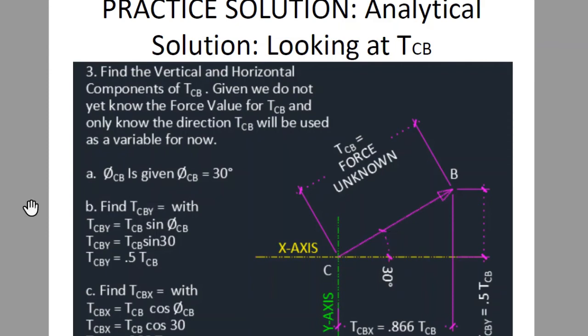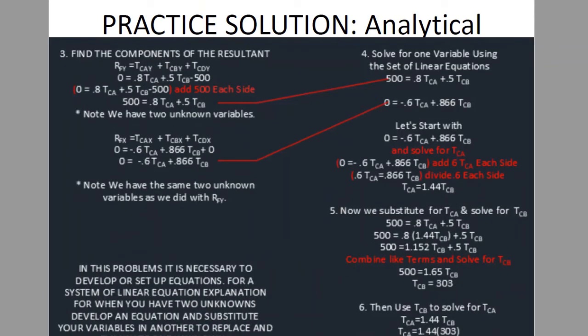And we find TCBY, which is the vertical component. We find that by using the function TCBY is equal to TCB sine of theta. And we find that TCBY is equal to 0.5 TCB. And then we find TCBX with the function TCBX is equal to TCB times the cosine of theta. We find that TCBX is equal to 0.866 TCB.